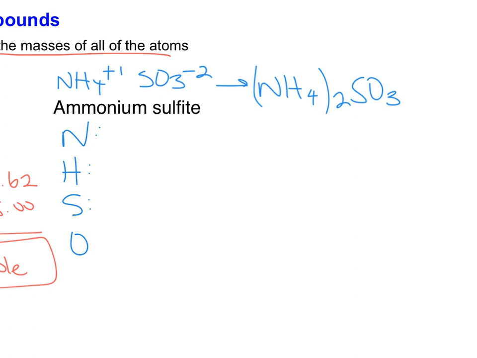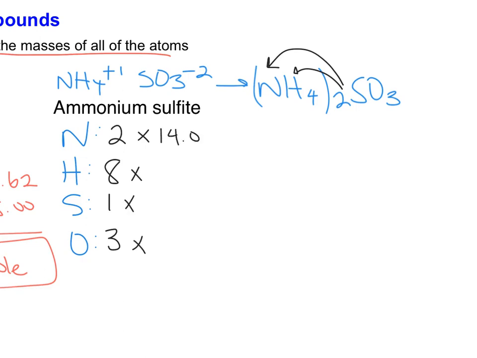So we've got a parenthesis in here, so we need to be sure that we distribute. So we've got 2 N's, right, since there's a 2 outside the parenthesis, and there's going to be 8 hydrogens, and then the S and the O aren't in parentheses, so we don't need to worry about distributing by how many. Then I'm going to look them each up on the periodic table and find their masses.